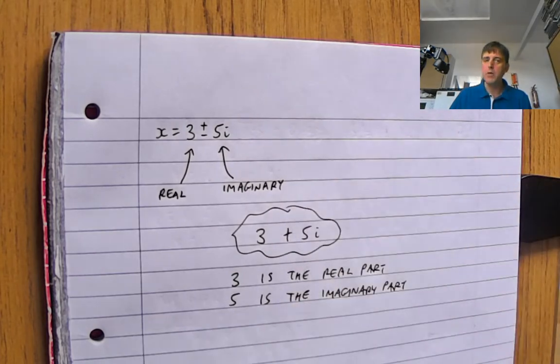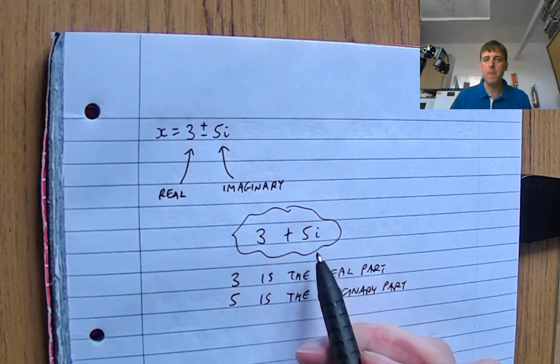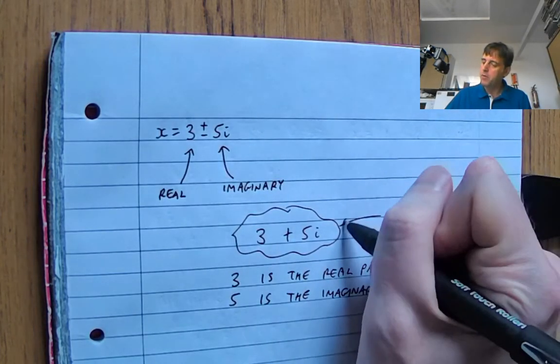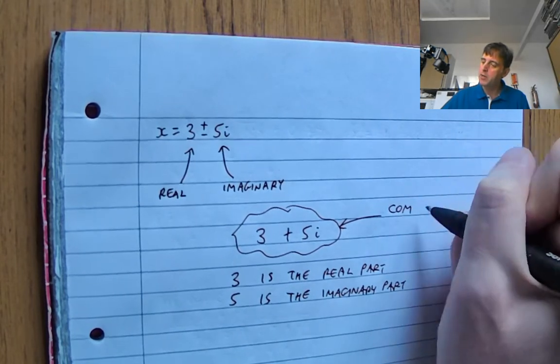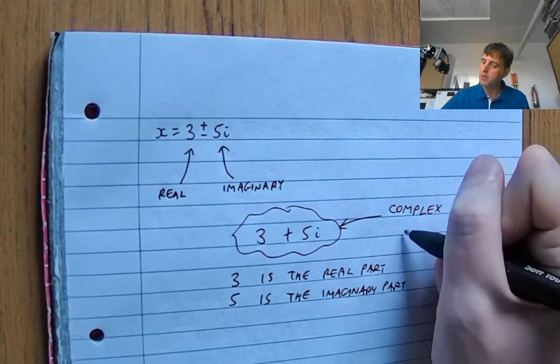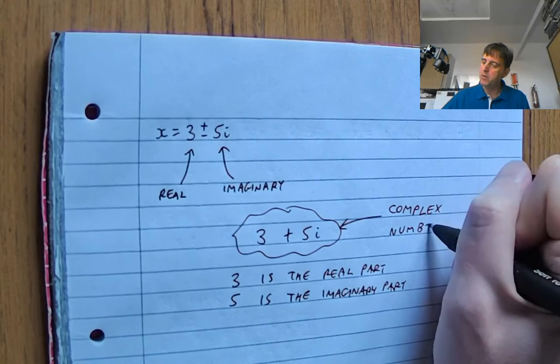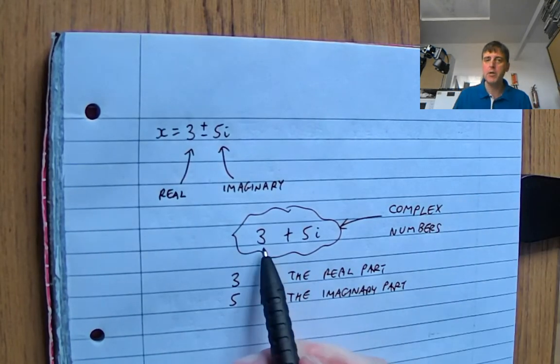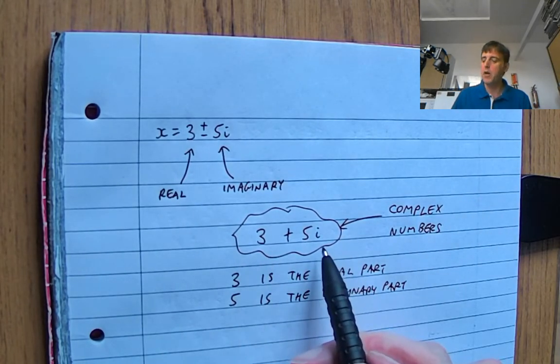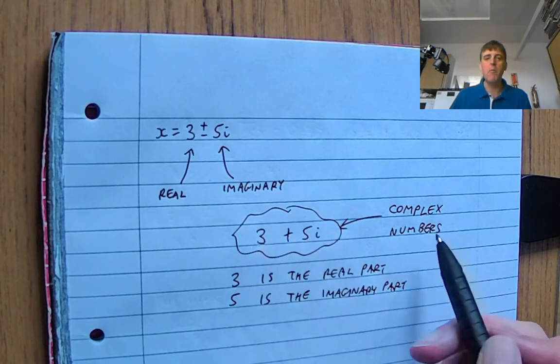And then altogether, when we have a number which has a real part and an imaginary part, those kinds of numbers we call complex numbers. This is what this chapter is all about. So complex numbers will often have a real part and an imaginary part. The whole thing together is called a complex number.